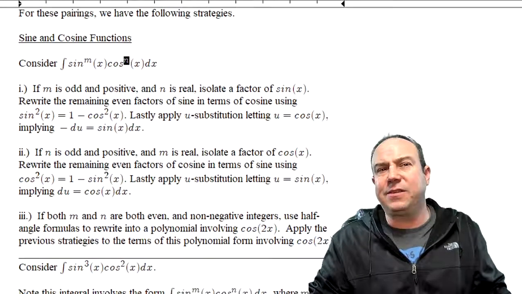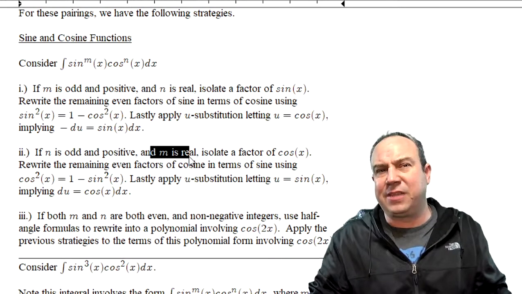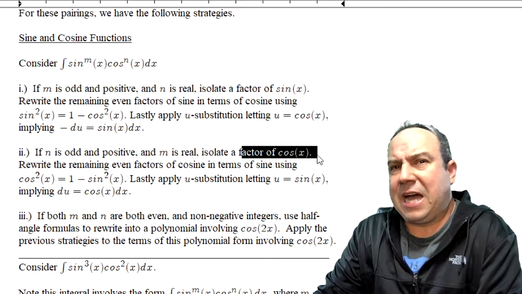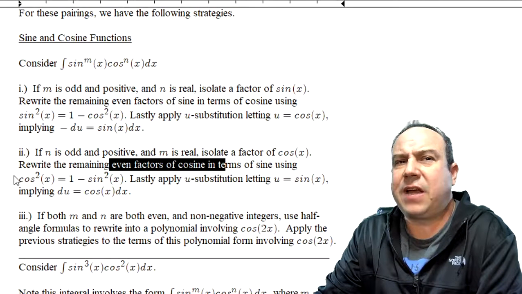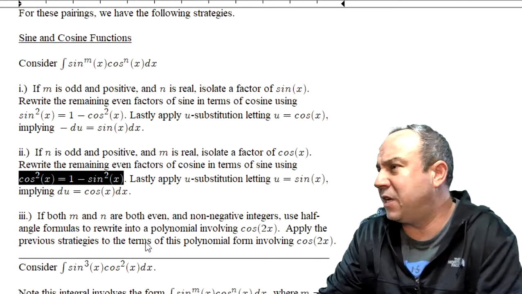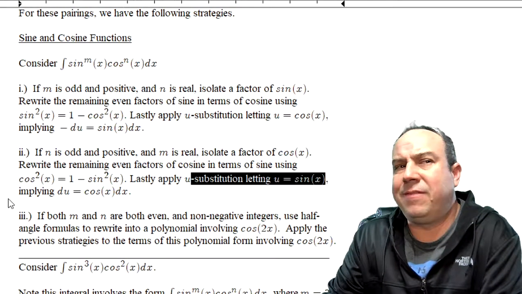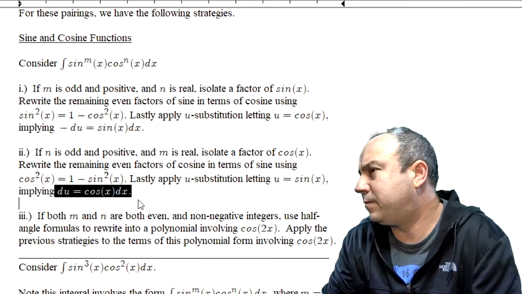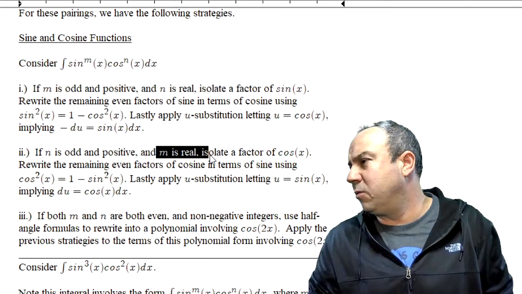The second case looks at the case, well, what if n is odd and positive and m is any real number? We have a very analogous situation. We're going to isolate a factor of cosine, rewrite the remaining even factors of cosine in terms of sine using the same Pythagorean identity, but solve for cosine squared of x. And then apply some u substitution, letting u equal sine of x, which would imply that du would be equal to the cosine of x dx. This would be our strategy of approach for when n is odd and positive and m is real.